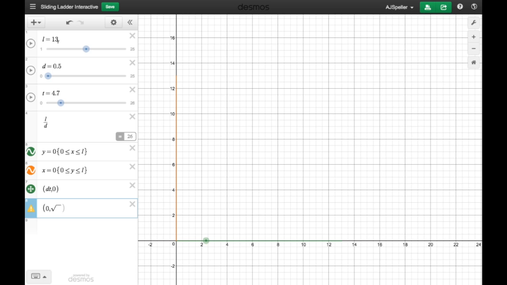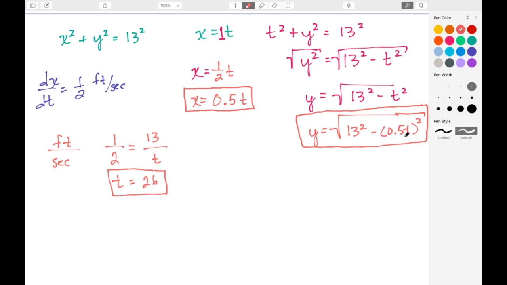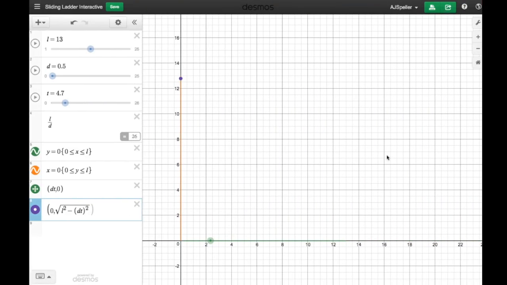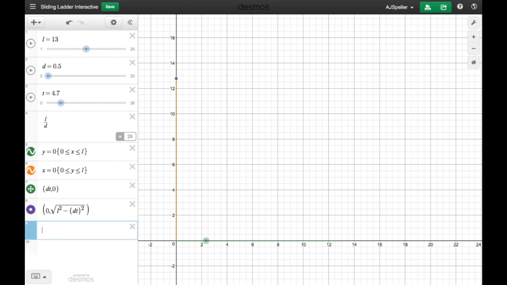Again, I could use 13 squared, but I'm going to use L. So L squared minus, we're going to use the x value, which is dt, and that value should be squared. And again, that's just taking what we calculated by hand here.